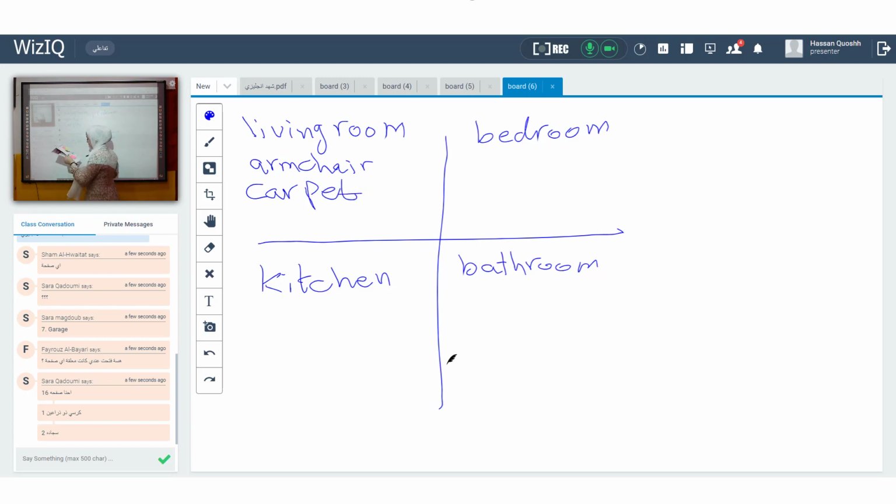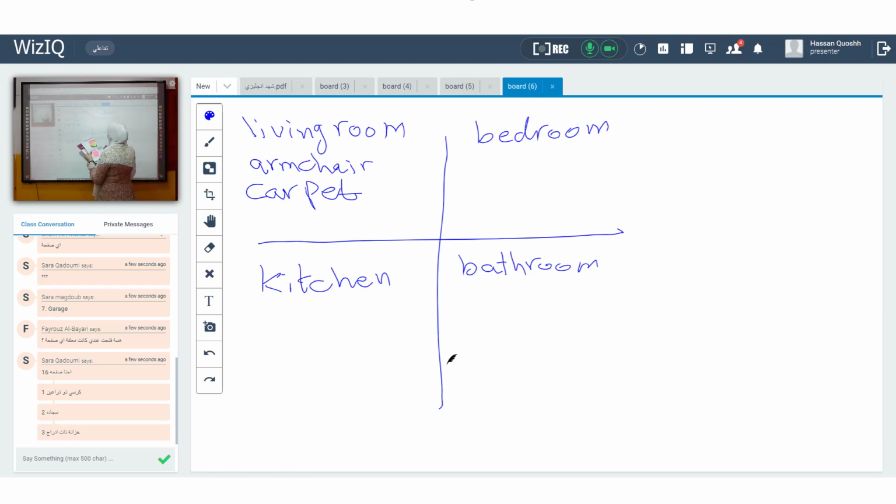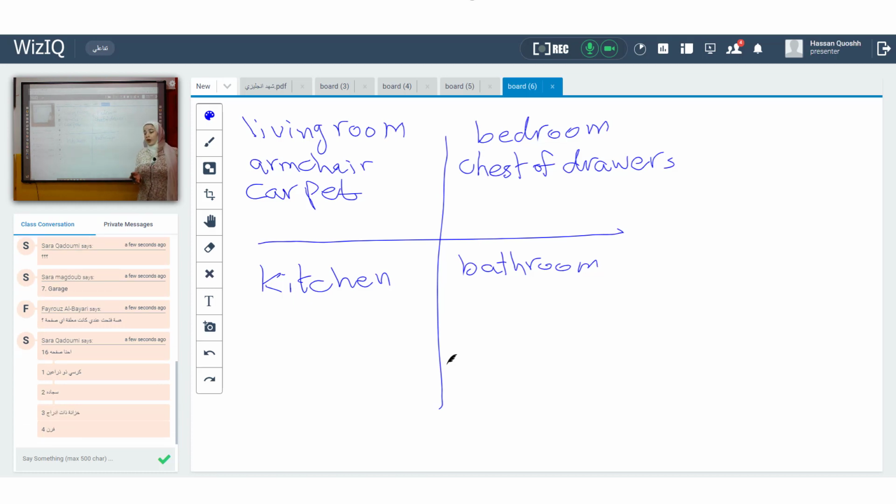Okay. Carpet. Number three, chest of drawers. Where do we put our drawers? We put our drawers in the bedroom. So, chest of drawers. Excellent, Sara. Okay. Cooker. Where do we put our cooker? Yes, Sara. Thank you for your participation.